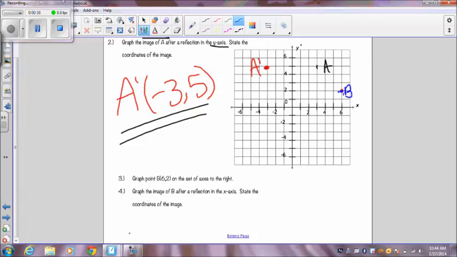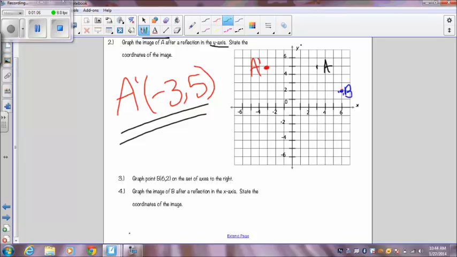Now let's read what it says on question number 4. Graph the image of B after a reflection in the x-axis. So this time, I'm going to treat the x-axis right here as my mirror. So the question is, how do I go from this point right here to my mirror? My only option is to go down, so I'm going to go down 2. So then over here, I'm going to do the exact same thing. I'm going to go down 2 again, and that is going to be my new coordinate.